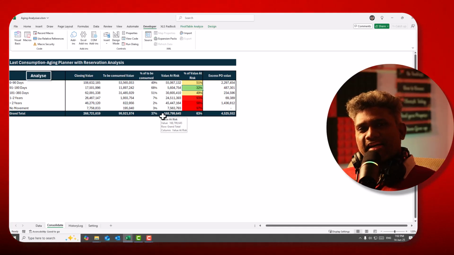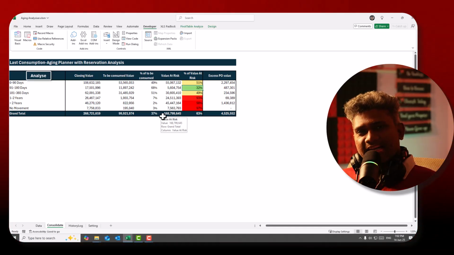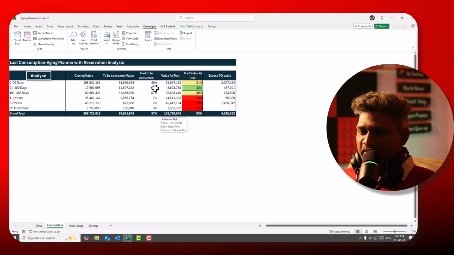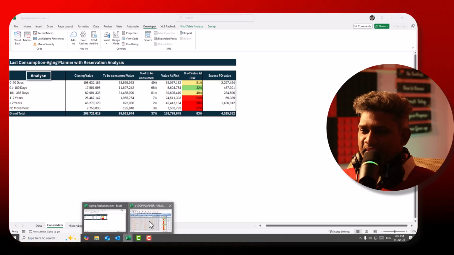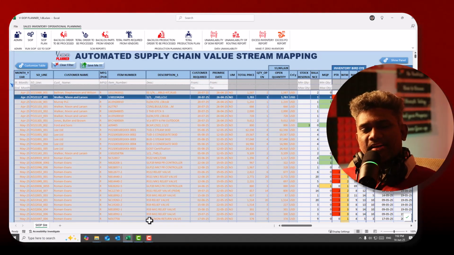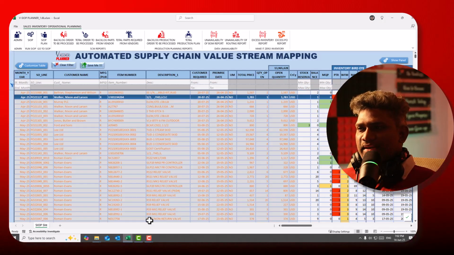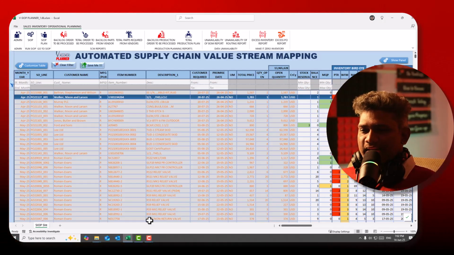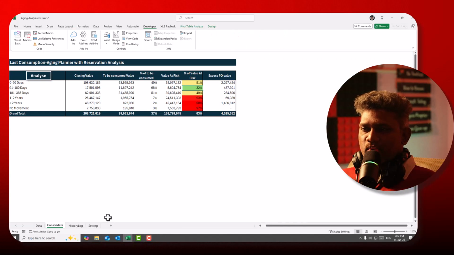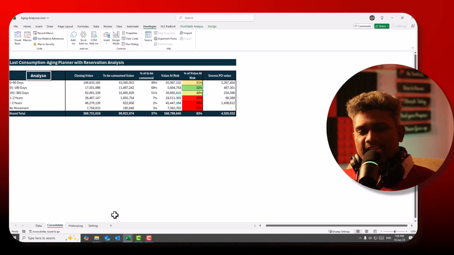So I went there, collected all the data and put it in our Saya planner, and we found that a lot of excess POs had been placed. So this is what we finally understood. What we decided was to try to understand based on the aging bucket.